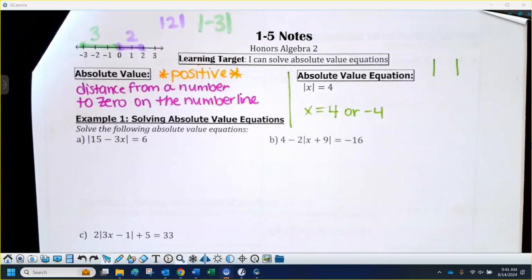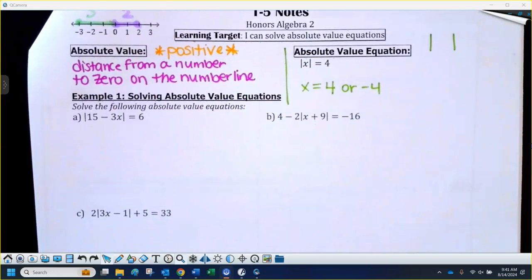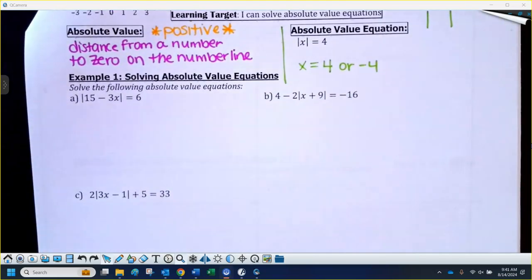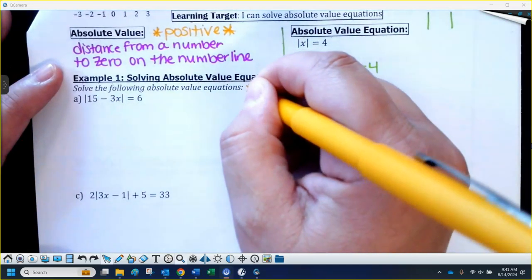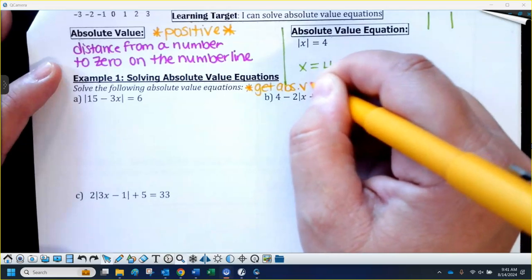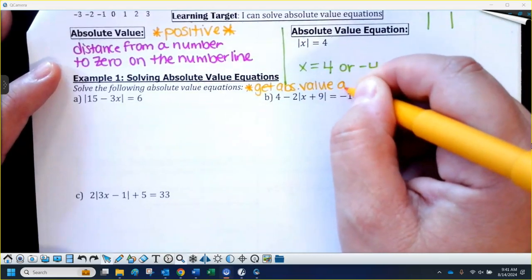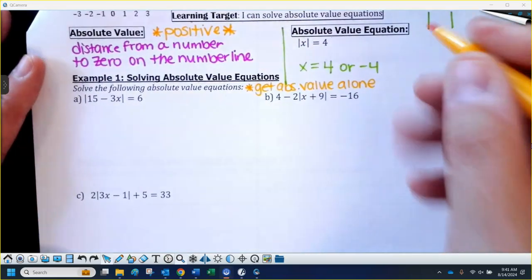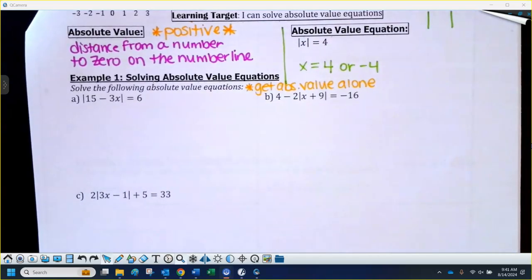So anytime you're solving an absolute value equation, and we're just going to start with a couple in example 1 here, the first thing you want to do is get the absolute value alone. That's the first thing you want to do. Maybe some algebra skills to do that. And then I'm going to show you what to do from there. But that should be the first goal. Get the absolute value alone.